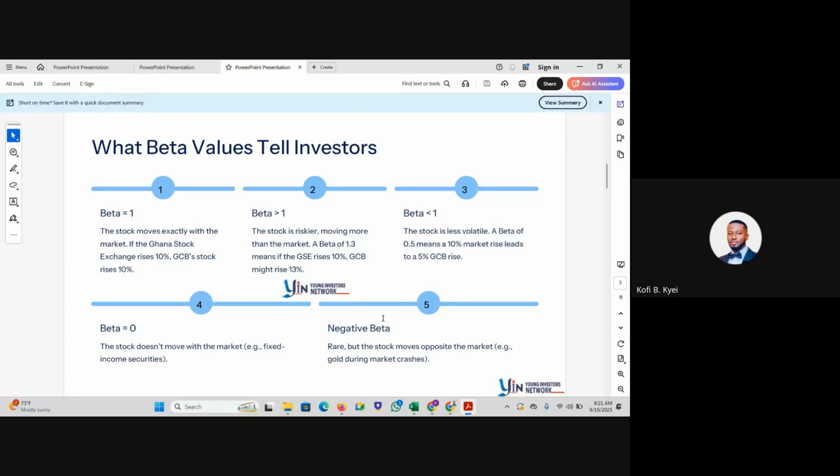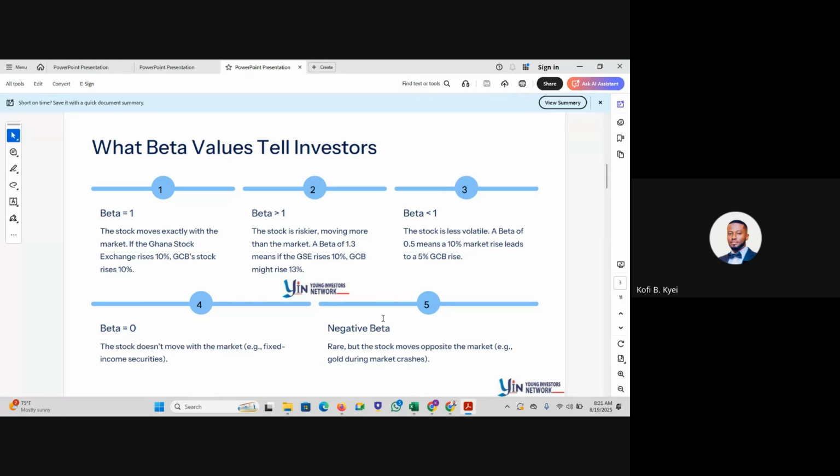When beta is equal to 1, that means the stock moves exactly with the market. If the Ghana Stock Exchange rises 10%, it means that GCB will also move 10%. So beta equals 1. It moves in the same way as the market moves. When the beta is greater than 1, that means the stock is riskier, moving more than the market. A beta of 1.3 means if the GSE moves 10%, GCB will move 13%.